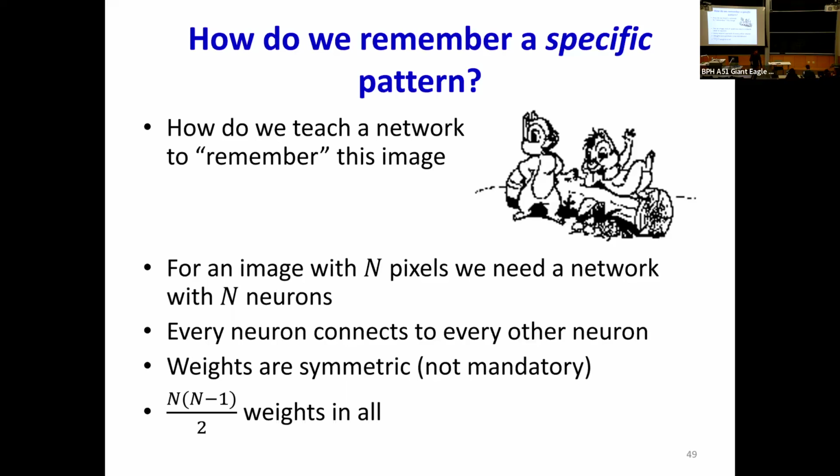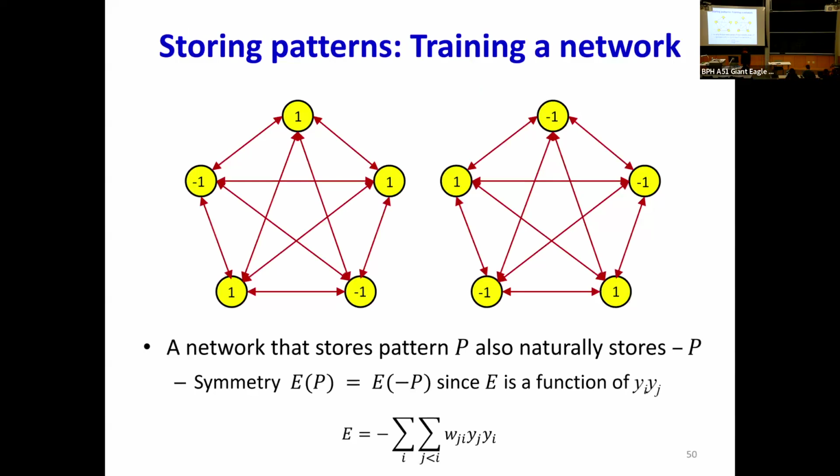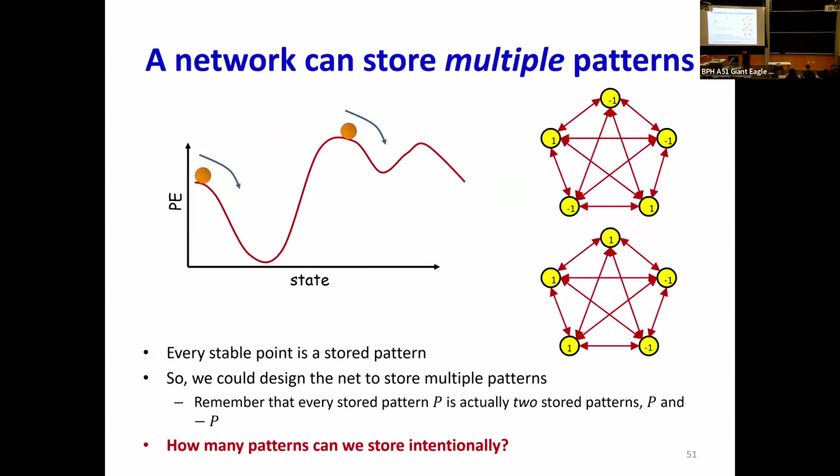So if I have n neurons, I have n squared over 2 weights, or more precisely n times n minus 1 over 2 weights. Right? Now, we will also remember that a network that stores any pattern P also stores minus P, because we saw that the energy is symmetric, right? And we also saw that a network can store multiple patterns, because you have this energy contour, and this energy contour can have multiple minima.